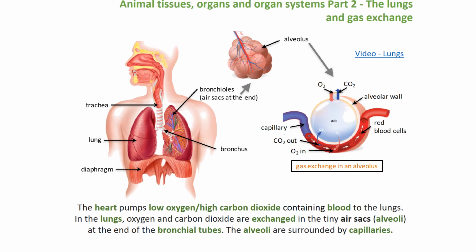And oxygen will diffuse from inside the alveoli into the blood, into the red blood cells that are in the blood, and carbon dioxide diffuses out of the blood and into the alveoli. Now that happens via diffusion. It doesn't require energy because there is that concentration gradient. So there'll be more oxygen in the air that you breathe in compared to what is in the blood, and there'll be more carbon dioxide in your blood than there is in the air that we breathe.